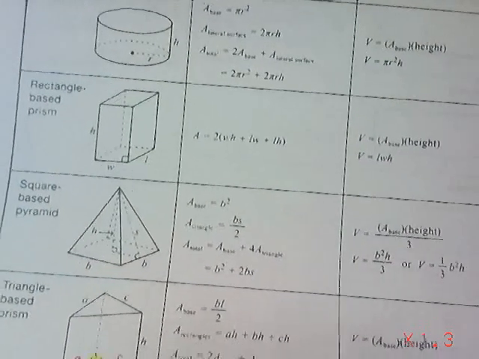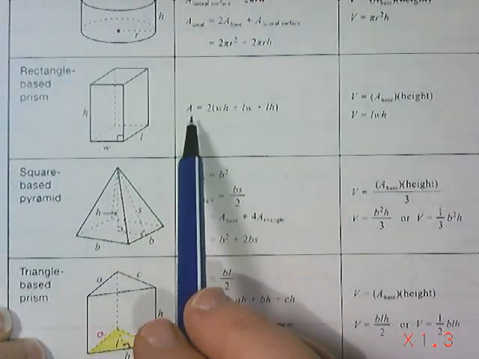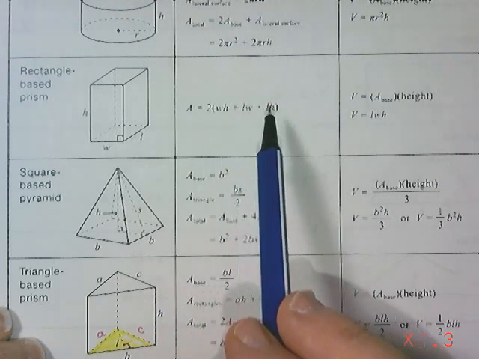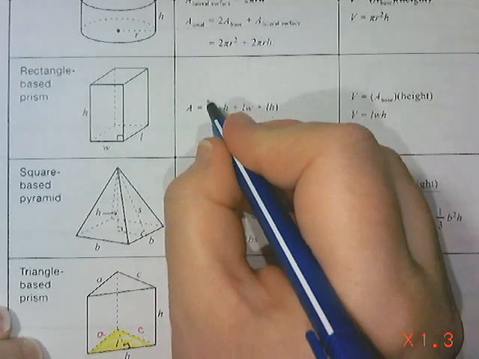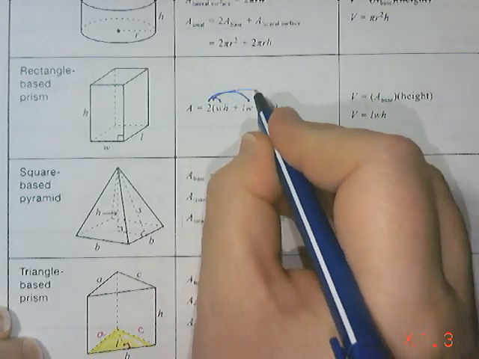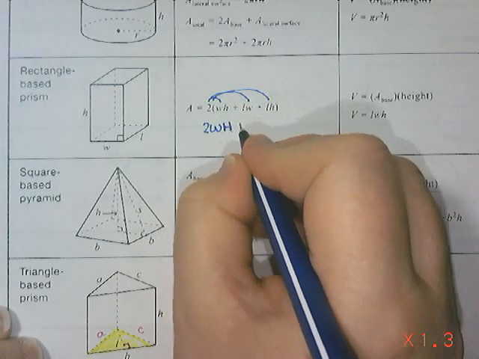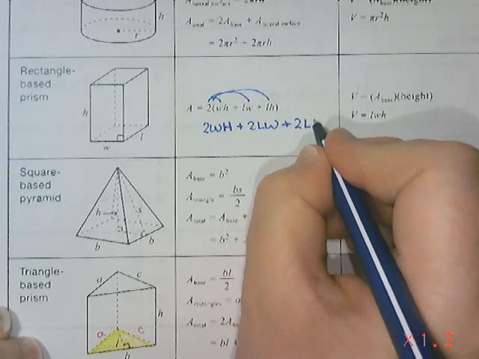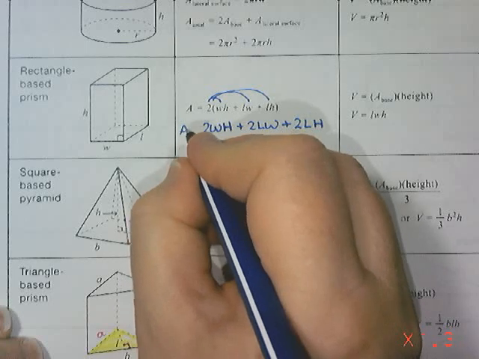Okay, on my formula sheet, for a rectangle-based prism, the formula for surface area is 2 bracket width height plus length width plus length height. I don't love that formula. I much prefer to distribute the 2 into the bracket and do 2 width height plus 2 length width plus 2 length height. I find that formula much easier to work with, and I recommend that you do the same, but it is up to you.